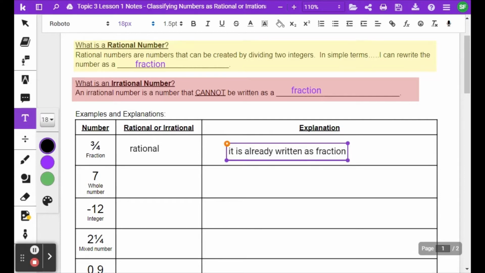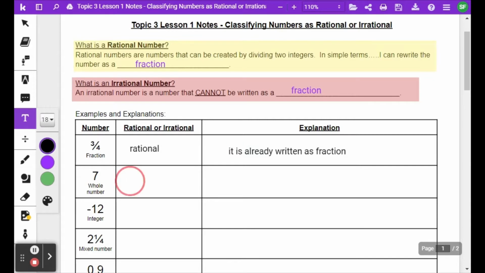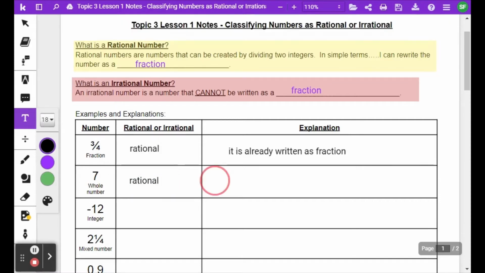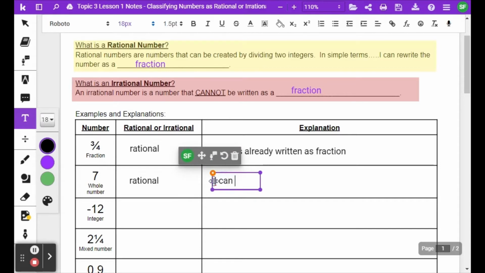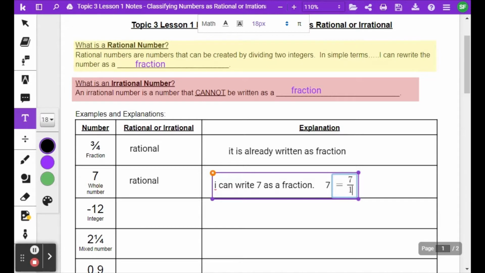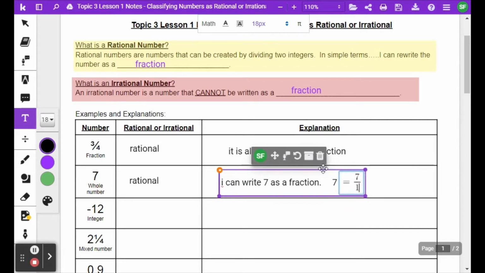The whole number 7, or really any whole number in the world, is going to be considered rational as well. It is going to be considered rational because I can write it as a fraction. I can write 7 as a fraction. 7 can be rewritten as 7/1. These are equivalent. And since 7 is 7/1 and 7/1 is in fractional form, that makes the whole number 7 rational.